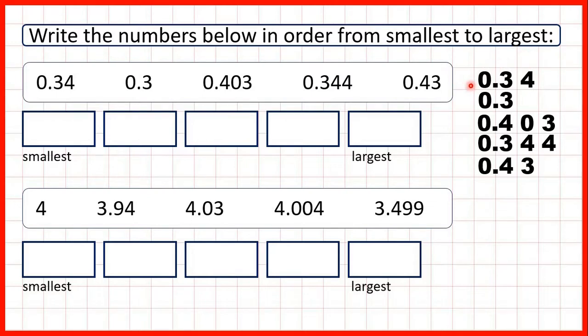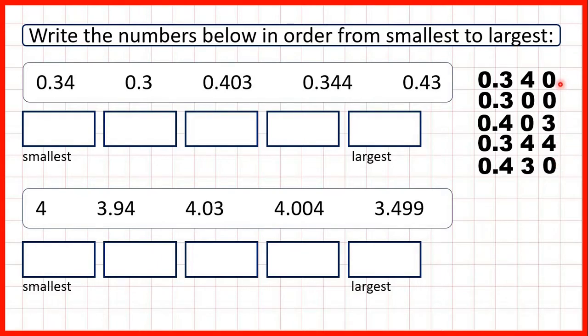Now the other thing to remember about ordering decimals is that we can write zeros on the end of decimals without changing the value of the number. So instead of 0.34, we can write 0.340. All this zero tells us is that we don't have any extra thousandths, so we haven't changed the number, but that makes it easier for us to compare. So instead of 0.3, we can have 0.300, and instead of 0.43, we can write 0.430.